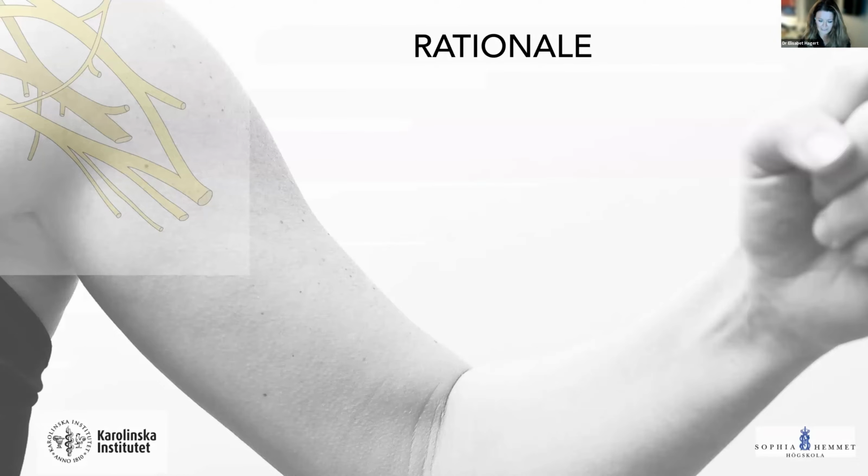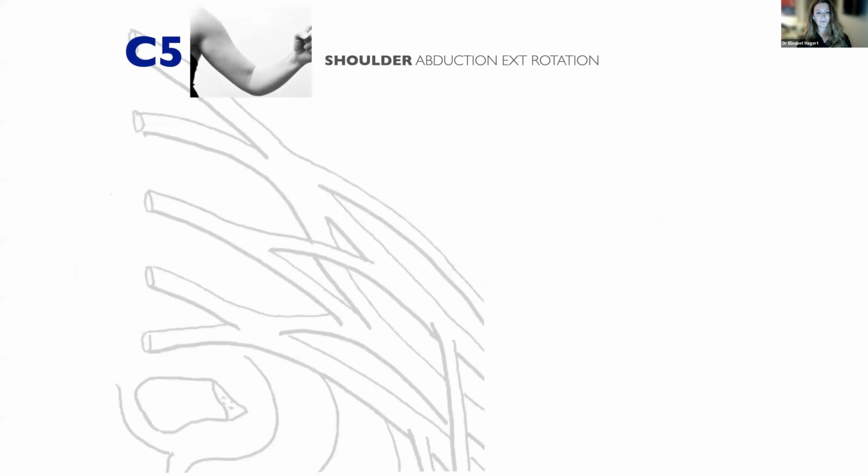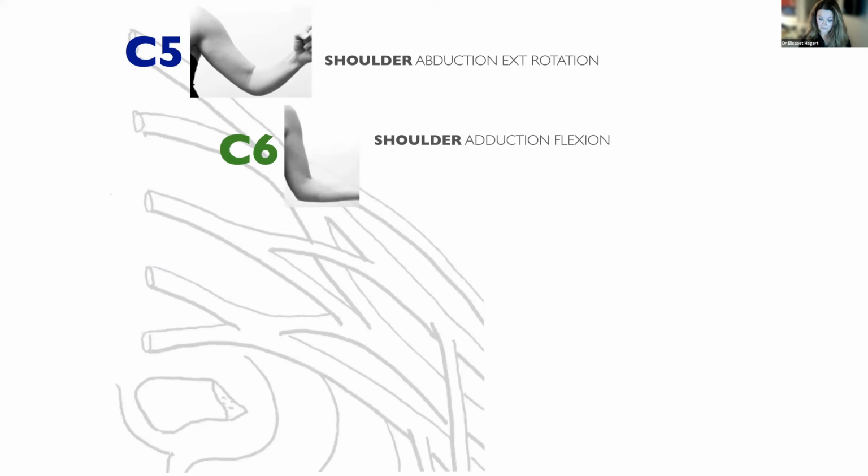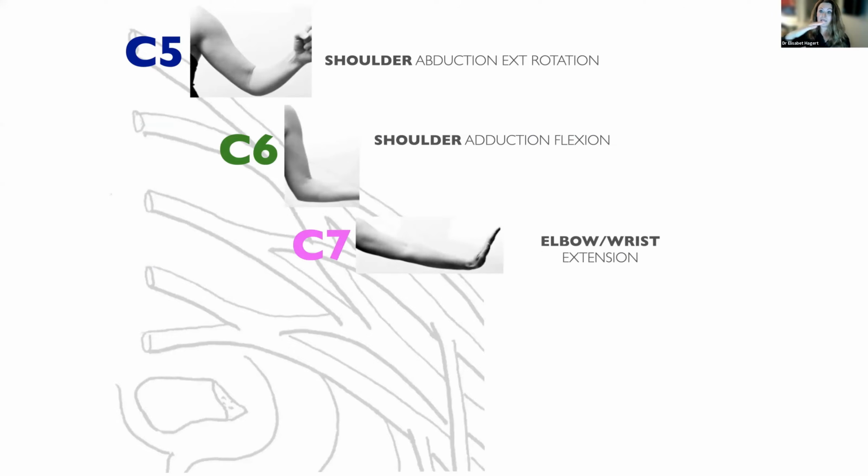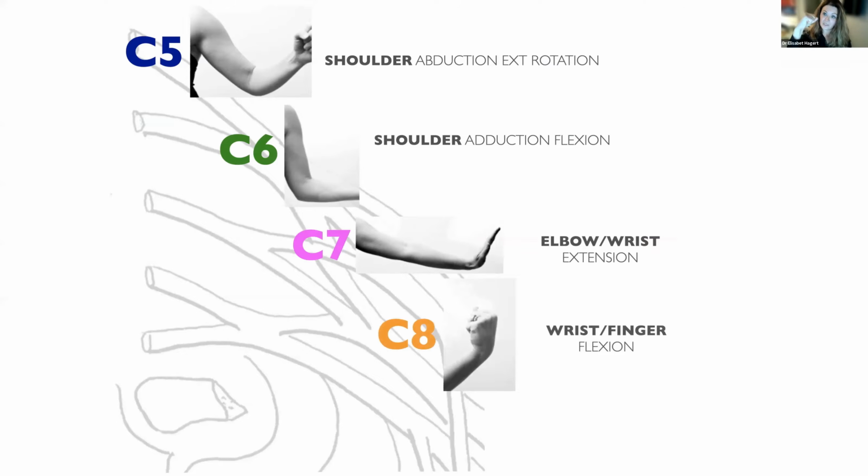So what's the rationale behind that? Well, we all know that if you look at the nerves of the brachial plexus at a root level, we find general motions of the upper extremity. So for the C5, we will have shoulder abduction and external rotation. C6, we will have shoulder adduction and flexion. C7, elbow and wrist extension. C8, wrist and finger flexion. And T1, finger abduction and adduction.